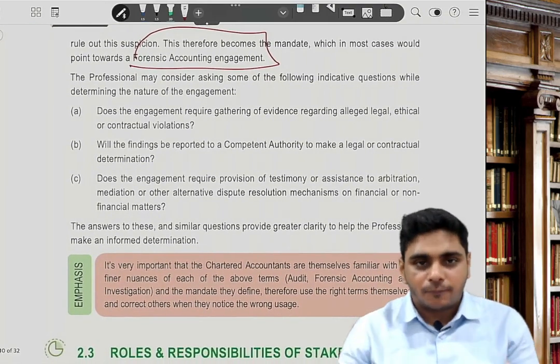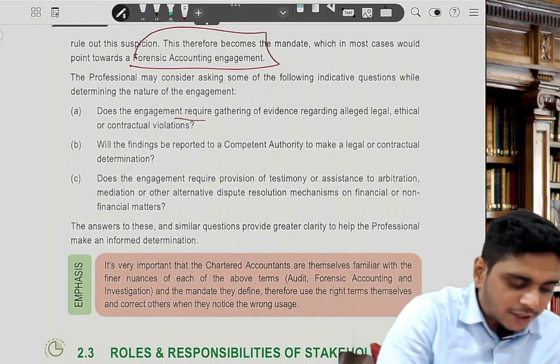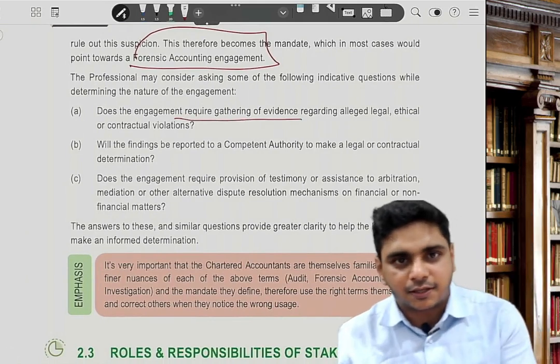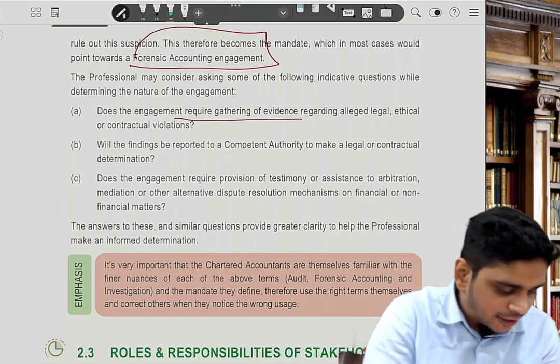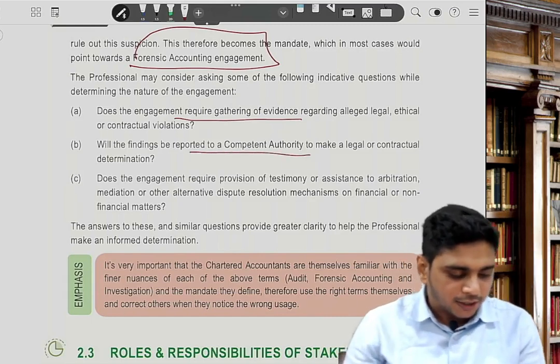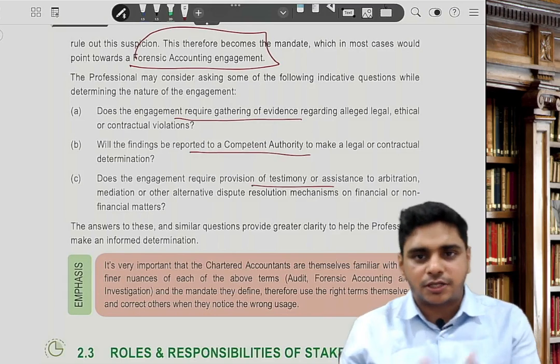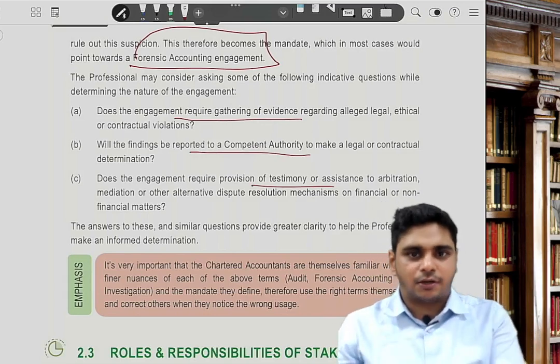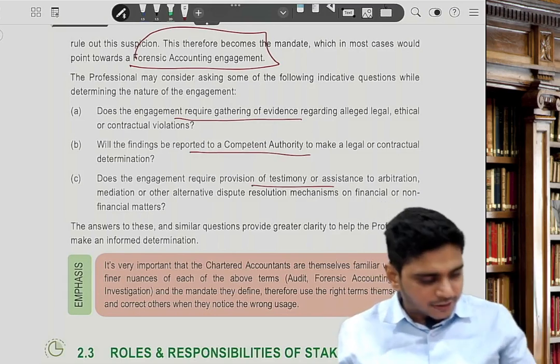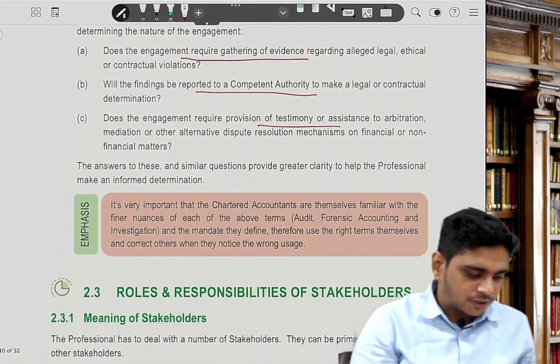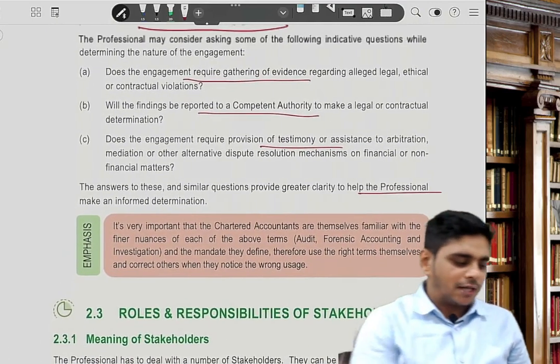Now, the professional should see: does the engagement require gathering of evidence regarding legal, ethical or contractual violation? Will the findings be reported to a competent authority? Does the engagement require provision of any testimony or assistance to arbitration, mediation or any alternative dispute resolution? The answer to this and similar questions will guide the professional. So he should answer these three questions.